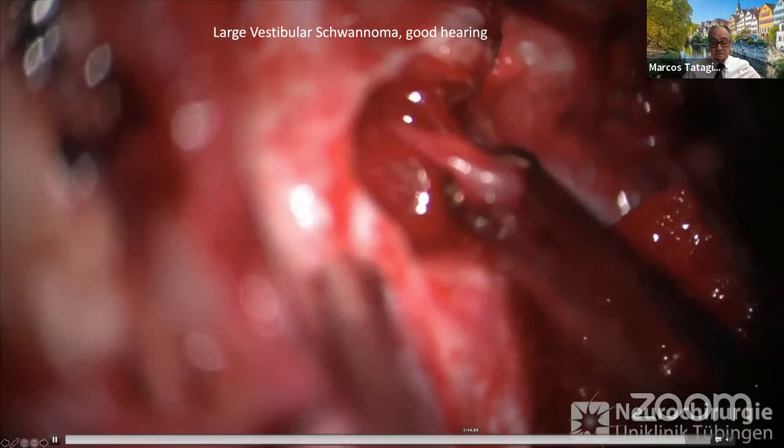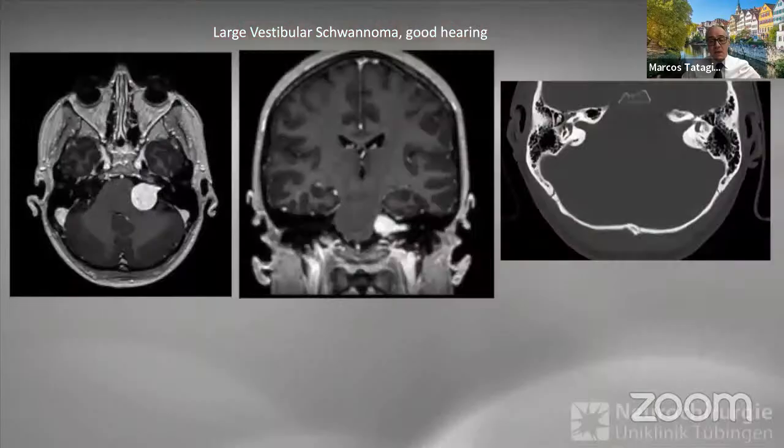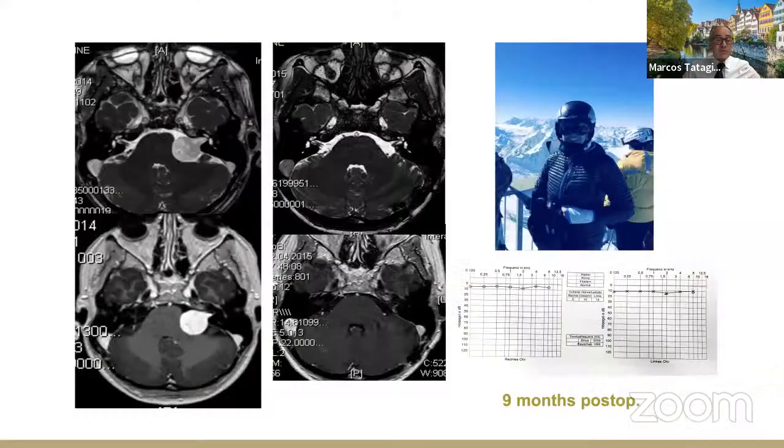And at the end, we could perform a near total resection. A very thin piece of the tumor remained behind. I can show you, you see here this thin part. This is tumor we have left on the cochlear nerve in order to preserve hearing. And this piece, I operated on this patient more than 5 years ago and nothing has developed so far.